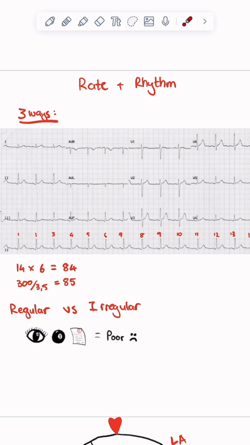The third way would be just looking at the rate at the top of the ECG, and it's the one that most people use. Right?